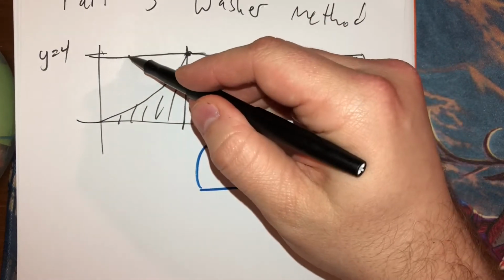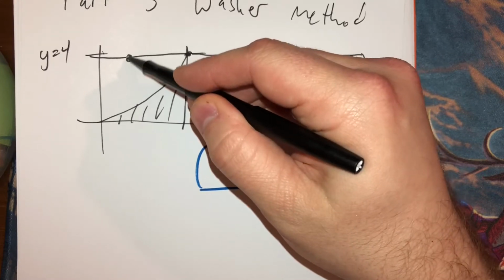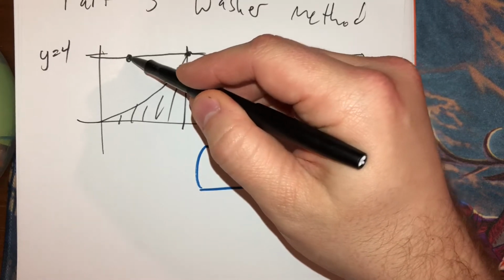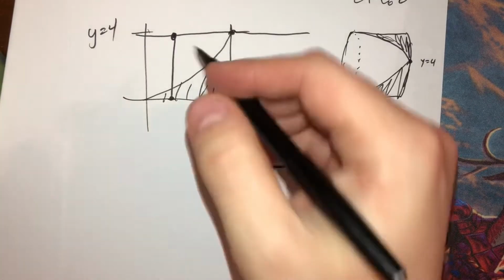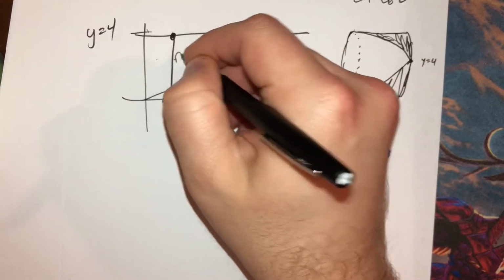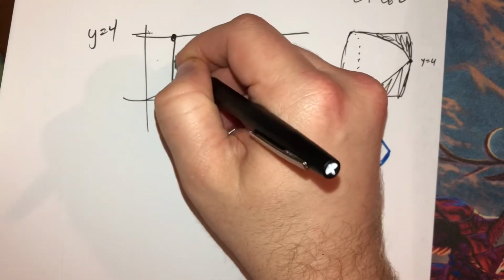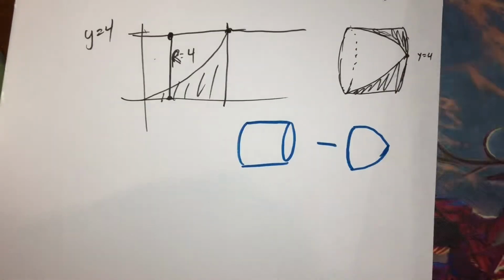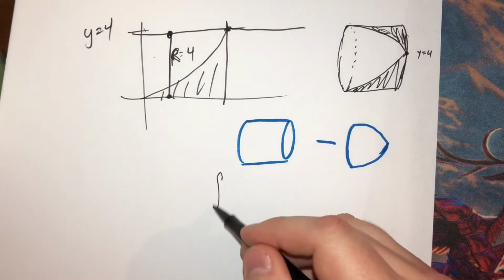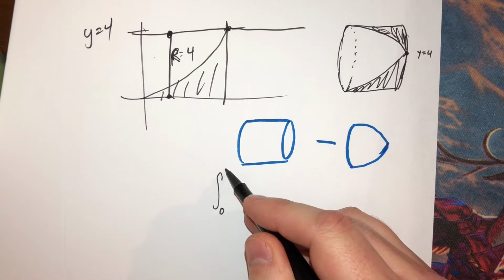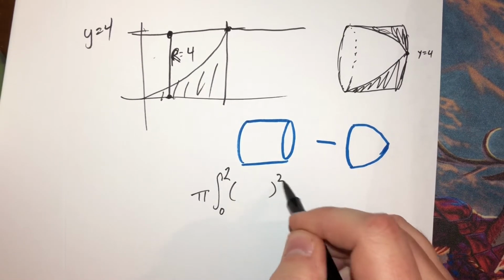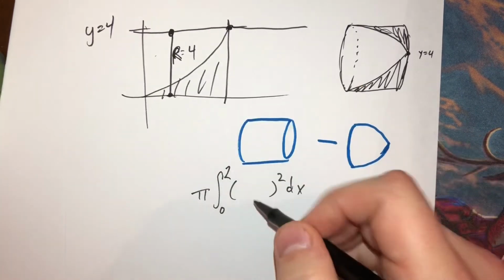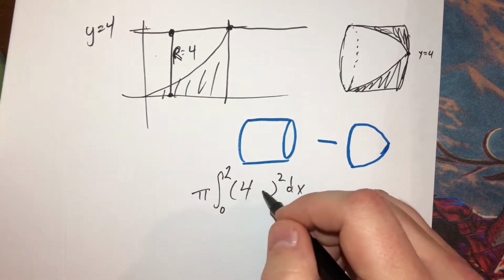Well, the radius for the whole cylinder goes from our axis out to the farther out curve, right? In this case, the farther out curve is the x-axis. So we call this big R usually. We could say big R is equal to 4. So I could say, take the integral from 0 to 2 of pi r squared dx. And our radius this time is going to be 4 minus 0.